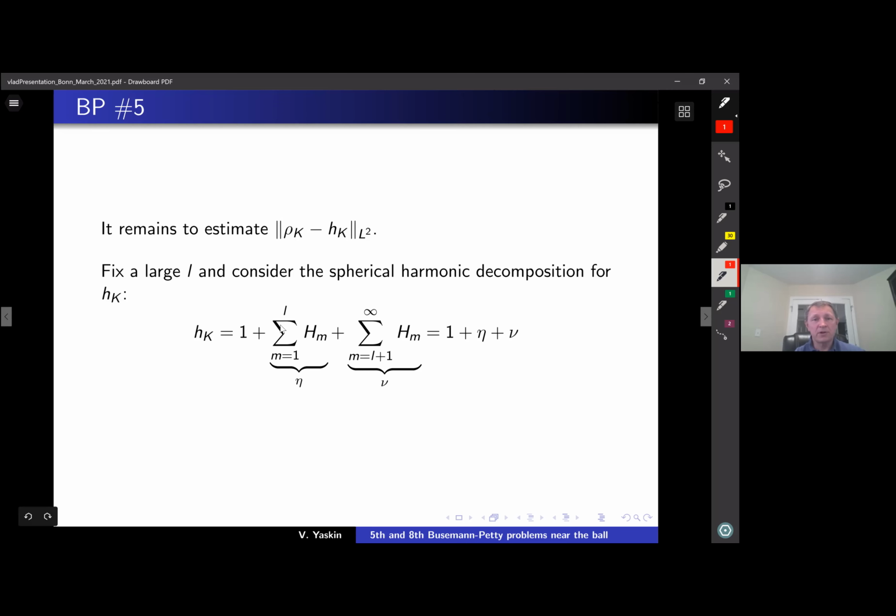Let's look at the spherical harmonic expansion of h_K. And let me denote these harmonics from 1 to L by eta, and the rest from L plus 1 to infinity, I'll denote by nu. So I'll refer to these as the head and the tail. Okay? Head and tail.